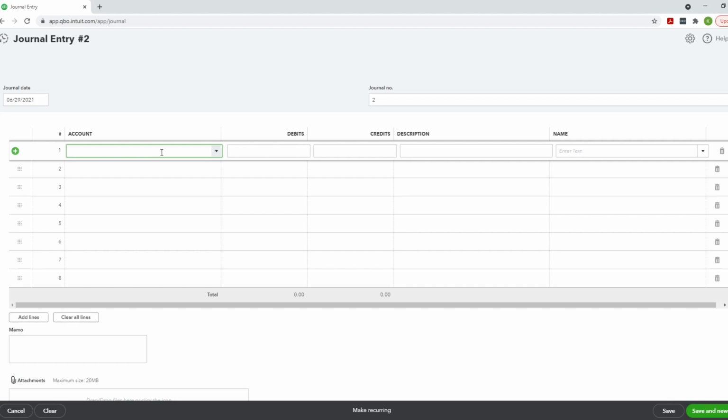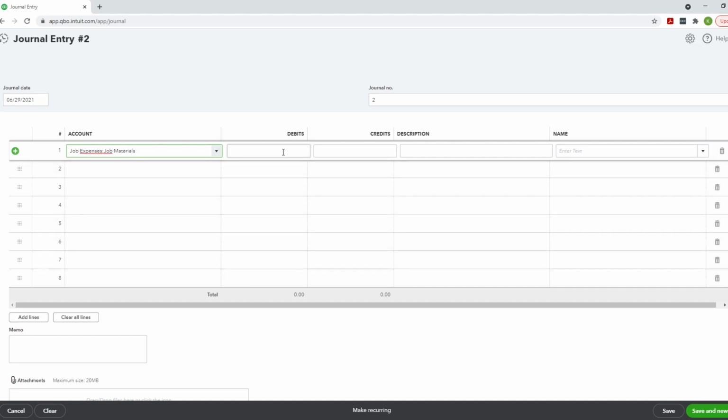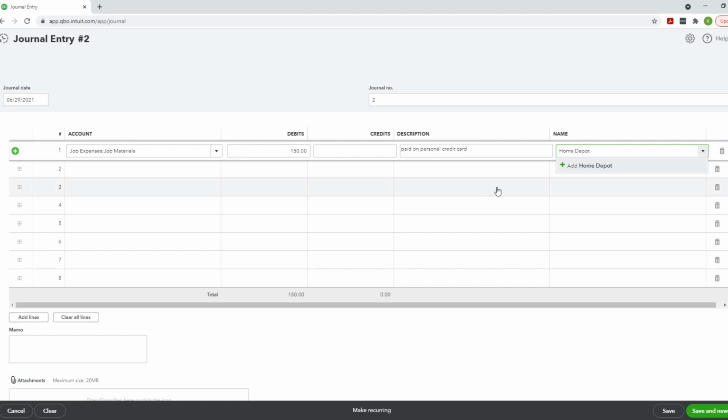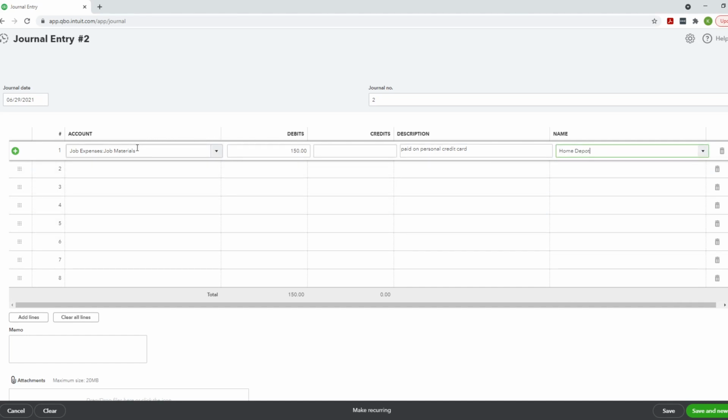So the first account I'm going to do is the actual expense. We're just going to stick it under job materials. Let's say I spent $150. We accidentally paid on our personal credit card. I'm just putting that note there as a helpful reminder. And then, same as usual, I'm going to put a vendor name here. I didn't yet have Home Depot on there, so I'm going to add it. So we can see I spent $150 at Home Depot.